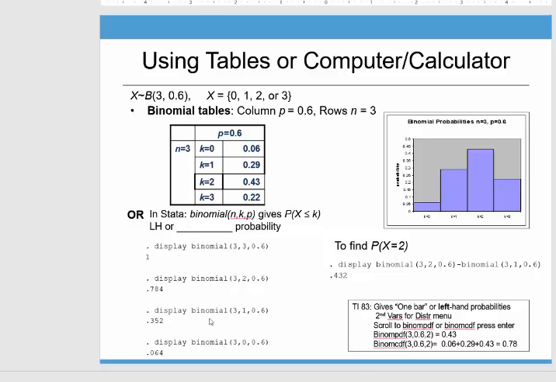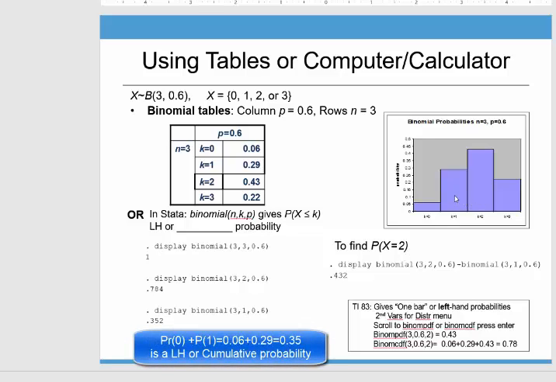This particular function says when n is equal to 3 and k is equal to 1 and the probability of survival is equal to 0.6, then what this function will do is give me a left-hand probability, the probability that 1 or less survives. So it's going to give me the probability that 0 or 1 survives, the probability of these 2 bars added together.